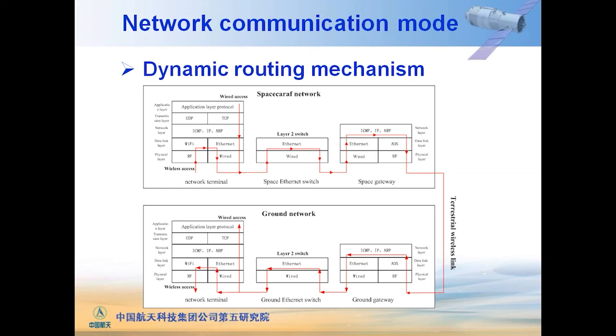After receiving the packet, the gateway encapsulates the IP packet and transmits it to the ground through the SDS-AOS protocol. When the ground receives the data, it forwards the IP packet to the corresponding ground network terminal. The data processing process of the uplink is consistent with that of the downlink.